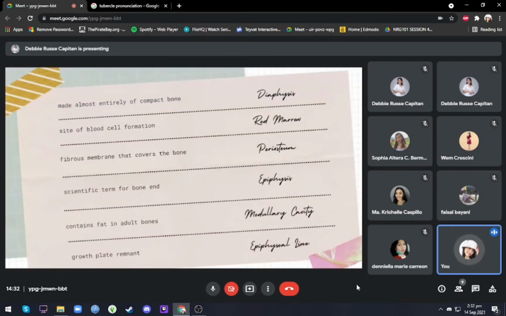Made almost entirely of compact bone is the diaphysis. The site of blood cell formation is the red marrow. The fibrous membrane that covers the bone is the periosteum. The scientific name for bone end is the epiphysis. This contains fat in adult bones. This is the medullary cavity. The growth plate remnant is the epiphyseal line.